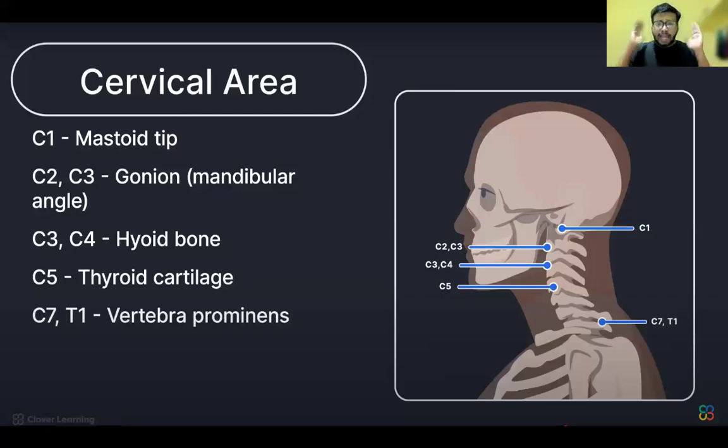You will be getting direct or indirect questions from this area. So C1 at the level of the mastoid tip. C2, C3 at the level of the gonion or mandibular angle. C3, C4 at the level of the hyoid bone. C5 at the thyroid cartilage. C7, T1 at the vertebral prominence. Clear? Yes.